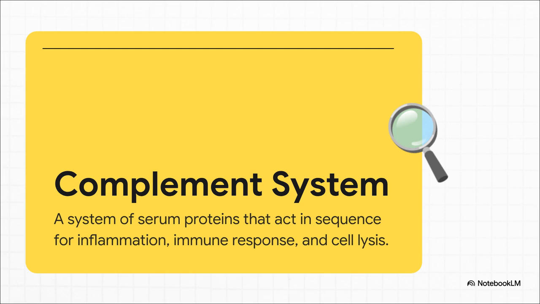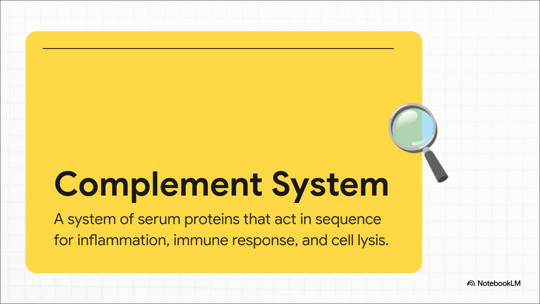The final molecular player we'll define is the complement system. Now, it's very important to understand that complement is not a single molecule. It's a complex system of over 20 different proteins that are found in our blood serum. Normally, they just circulate in an inactive state. But when they get activated, usually by an antigen-antibody complex or directly by the surface of a pathogen, they trigger a sequential cascade. Think of it like a chain of dominoes.